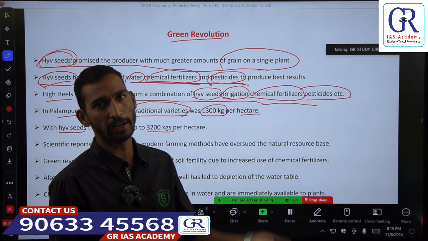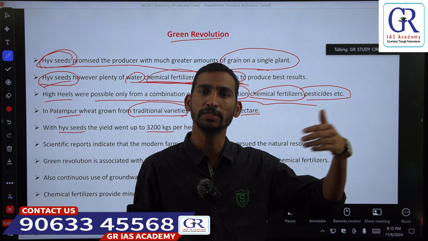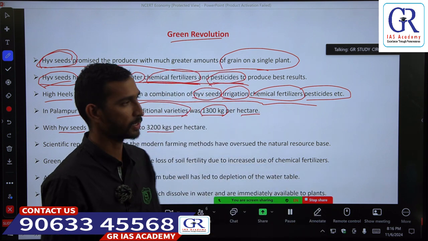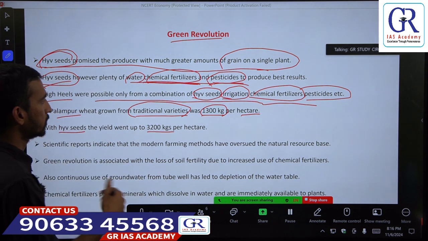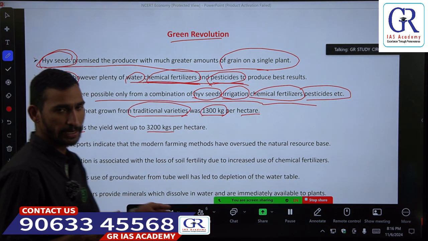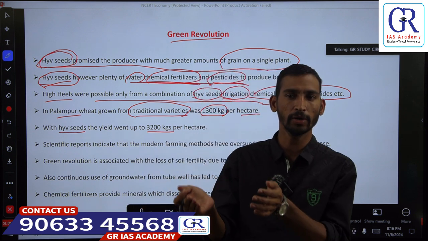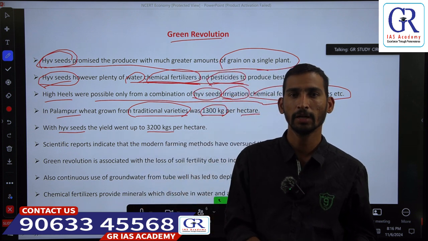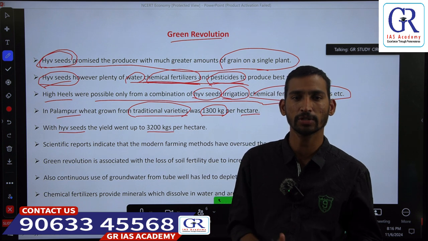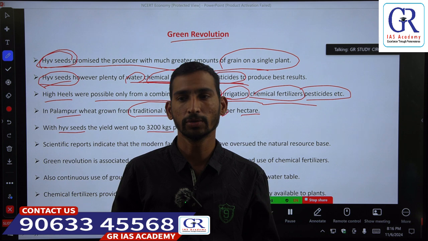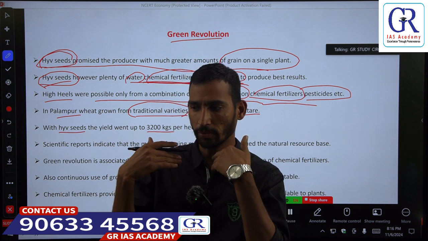Due to adoption of the green revolution, we became a food sufficient country. That is the thing you need to clearly understand. Earlier, before the adoption of the green revolution, we were a food deficient country because of various factors.